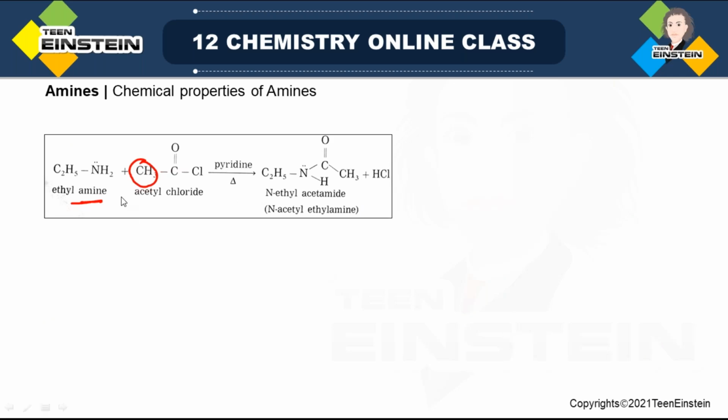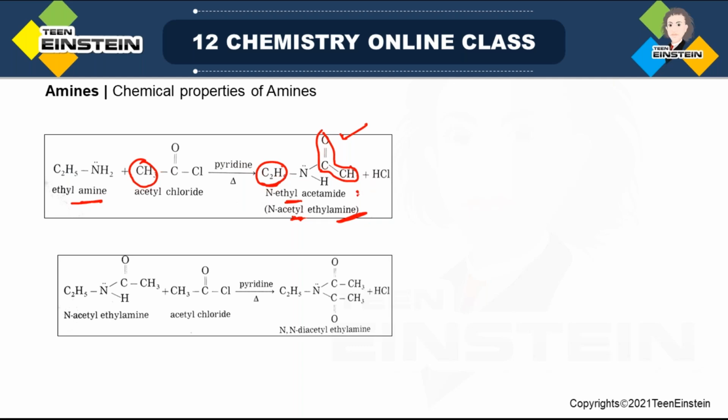Pyridine is there, heat is there, H is replaced by COCH3 group. Okay, so that is why the name is N-acetyl ethylamine, or you can say N-ethyl acetamide. So both names are actually correct. N-ethyl acetamide means we are considering as if the ethyl group is attached to N, so that is why capital N ethyl. But if you are considering that COCH3 group is attached to N, then you can also write it as N-acetyl, as if it is a derivative of ethylamine.